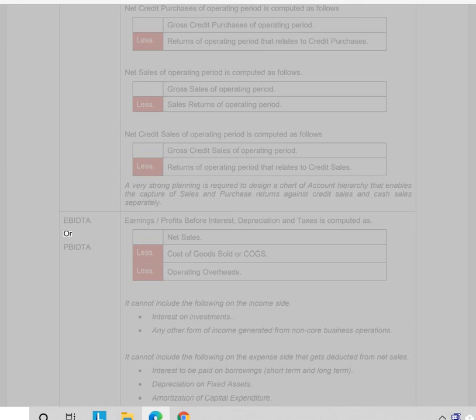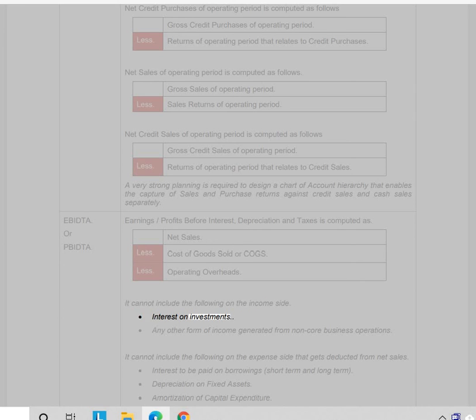EBITDA or PBITDA. Earnings/profits before interest, depreciation and taxes is computed as net sales less cost of goods sold, or COGS, less operating overheads. It cannot include the following on the income side.